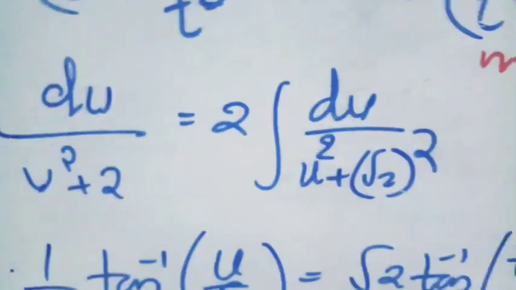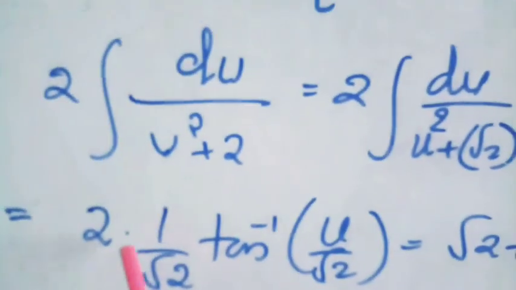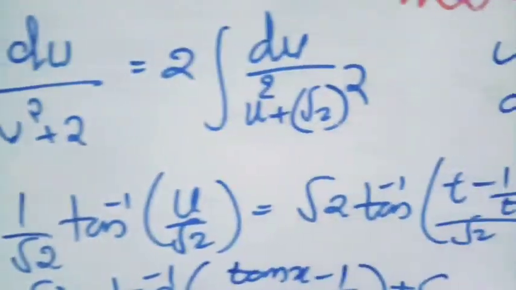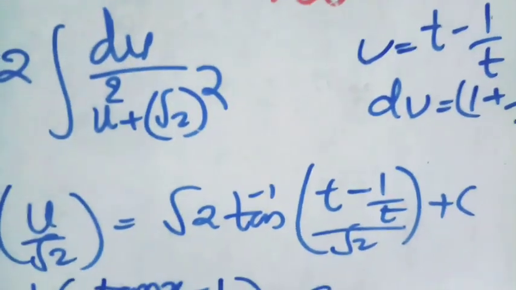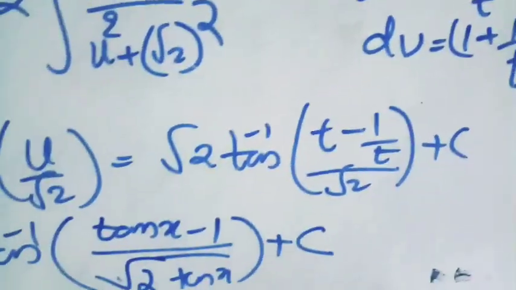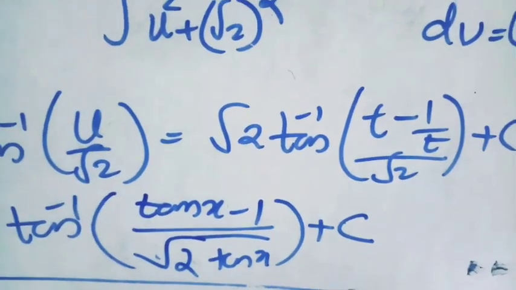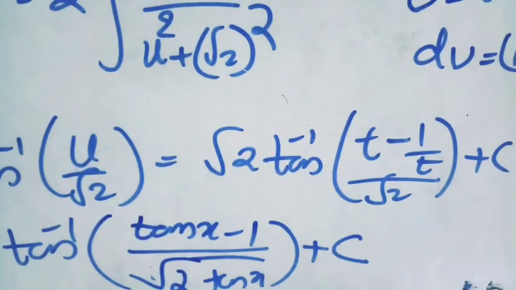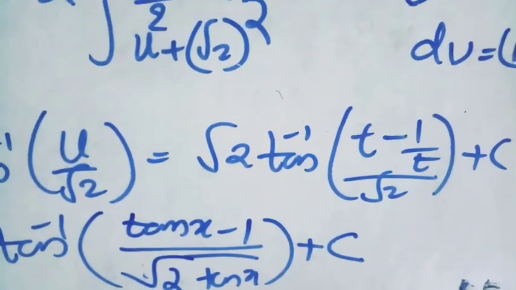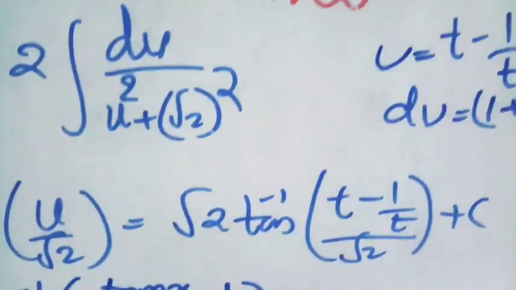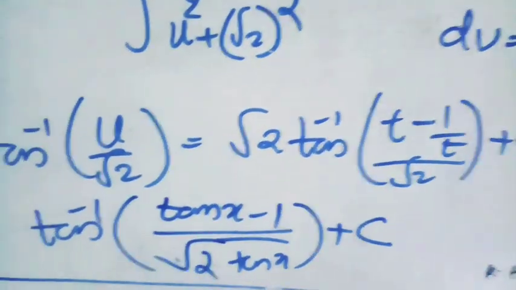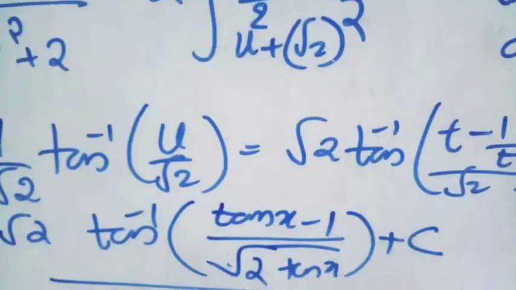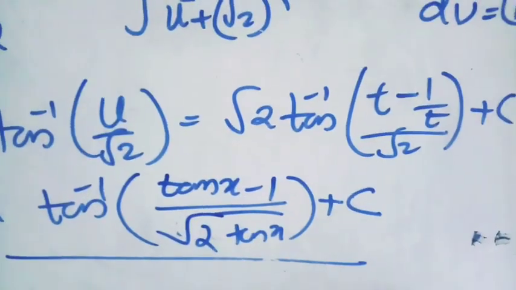We know the standard integral for x square plus a square is 1 by a tan inverse x by a, so here 1 by root 2 tan inverse u by root 2. Now simplifying, that is root 2 into tan inverse of t minus 1 by t by root 2 plus c. Change u as t minus 1 by t, and t as what? t square is equal to tan x, so t is equal to root tan x. After taking LCM, you will get the answer as root 2 into tan inverse of tan x minus 1 divided by root 2 tan x.